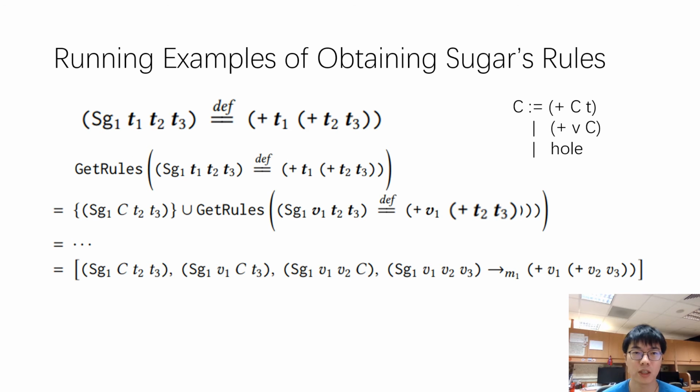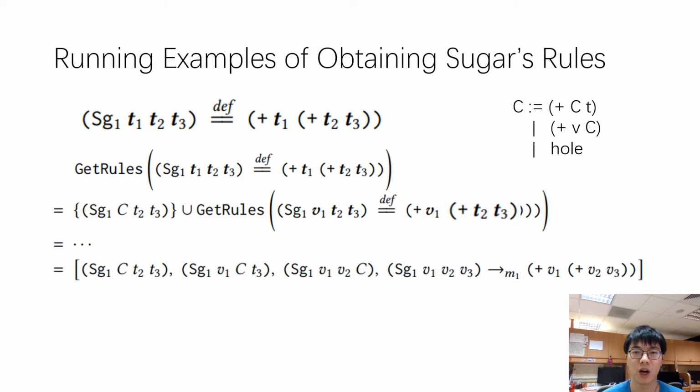We have a single function to obtain the sugar's evaluation rules in the paper, but to avoid introducing so many terms, here we give two simple examples of the process. Hopefully, it will give you a more straightforward understanding. First, we have sugar 1 as the input of get rules. Sugar 1 is a sugar with three subterms, where the right-hand side is adding T1 and the sum of T2 and T3. Obviously, the location of T1 is a redex.